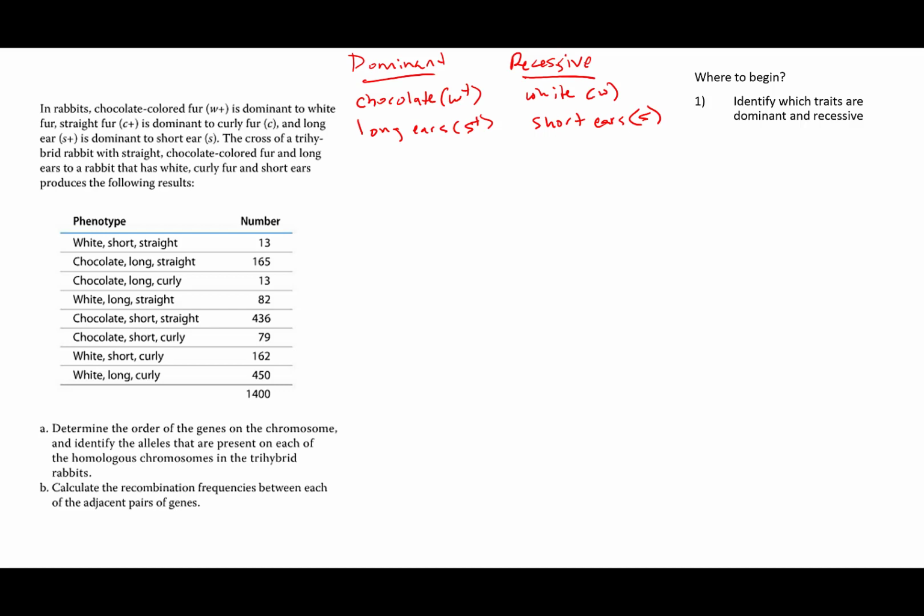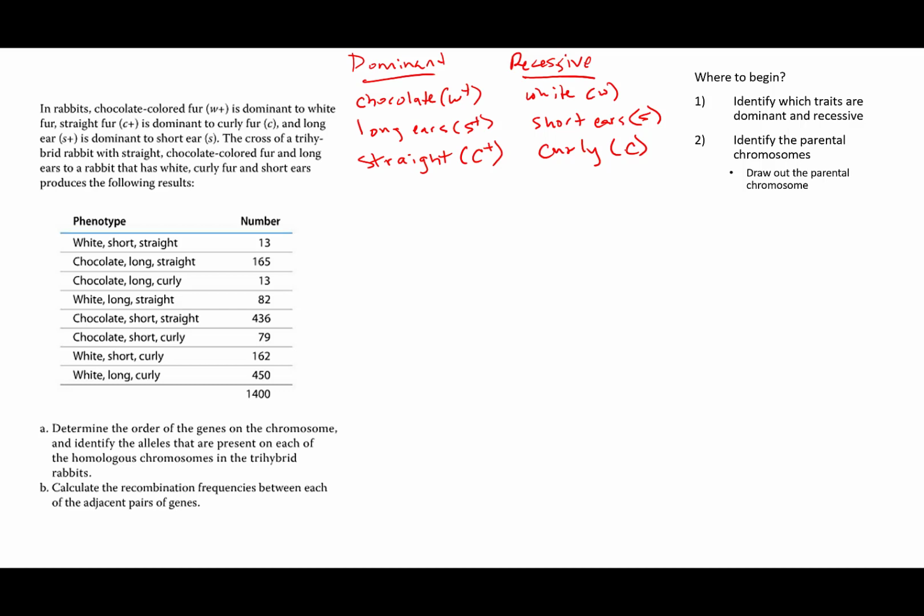which is S. And then we have straight and curly fur. So straight is the wild type, so it's the plus, and curly is the mutant. It is C. So those are our traits. Next part. Identify the parental chromosomes and draw out the parental. It helps to draw out that parental chromosome.